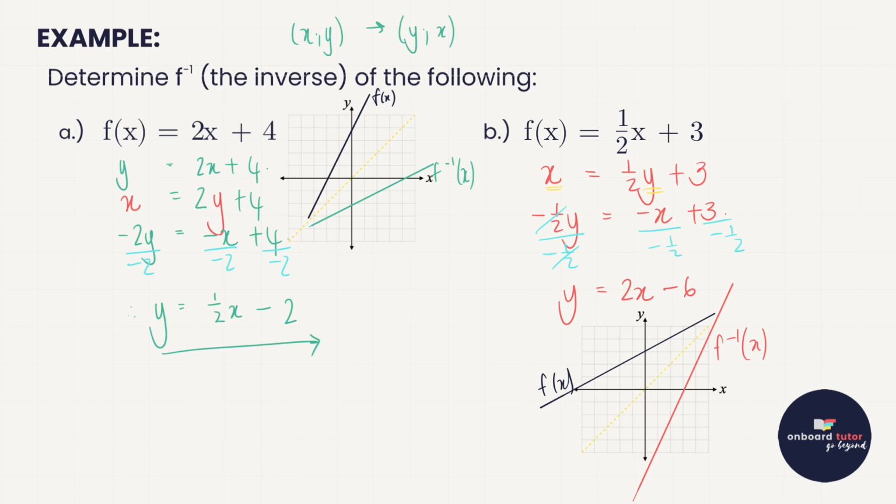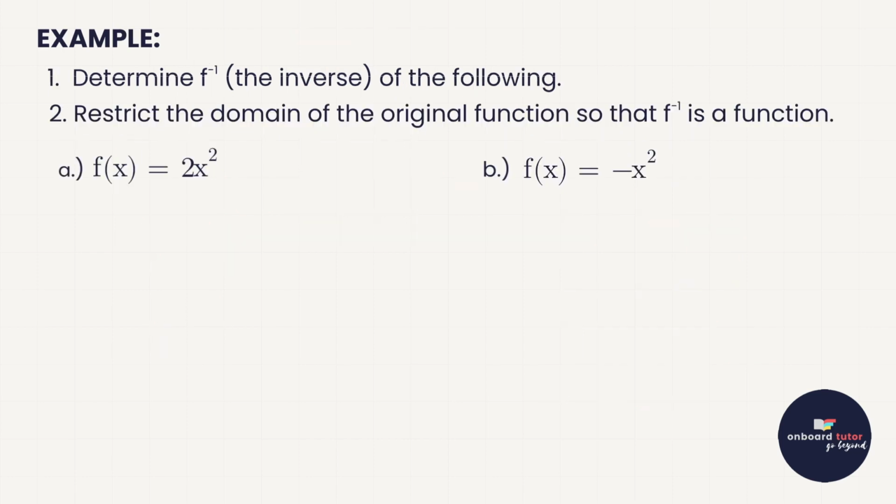Okay, and fortunately, since everything here is a straight line and everything here is a straight line, these are going to be functions. Let's look at some quadratic ones, because this is when it gets very interesting. So they've asked us here to determine the inverse, and then to restrict the domain on the original function so that the inverse is a function. Okay, what is a function? A function needs to pass that vertical line test.